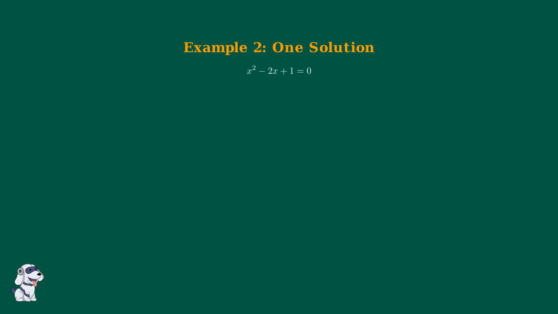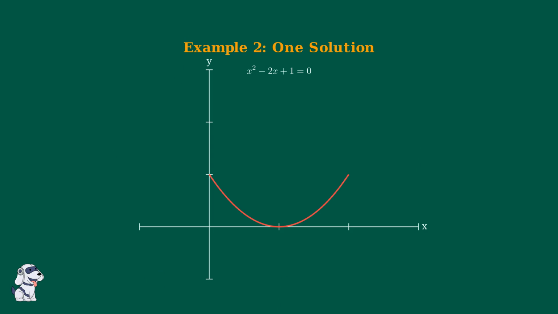Our second example is x squared minus 2x plus 1 equals 0. This will show us a case where the parabola touches the x-axis at exactly 1 point. We plot y equals x squared minus 2x plus 1. This parabola just touches the x-axis at 1 point, which means we have exactly one solution. The parabola touches the x-axis at x equals 1. This is called a repeated root or double root. We can verify 1 squared minus 2 times 1 plus 1 equals 0.